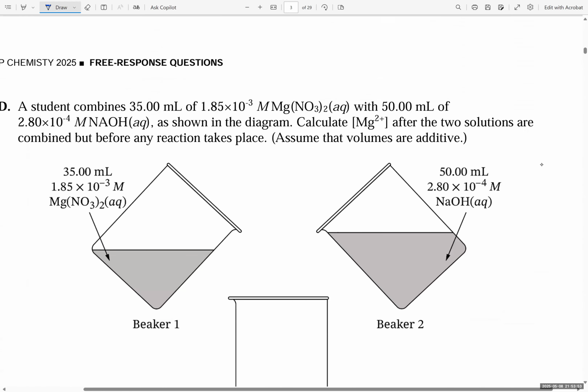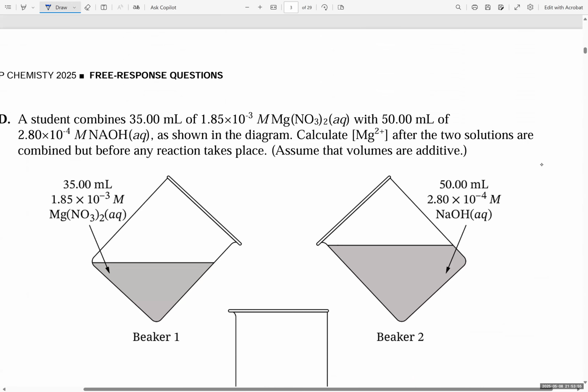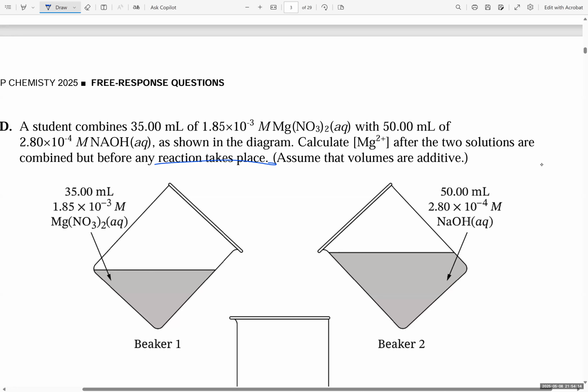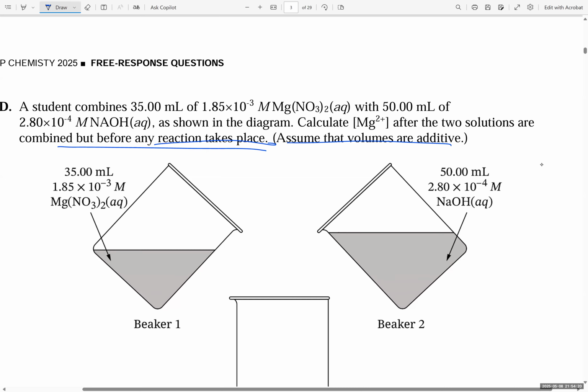Part D says a student combines 35 milliliters of 1.85 times 10 to the minus 3 molar magnesium nitrate with 50 milliliters of 2.8 times 10 to the minus 4 molar sodium hydroxide. As shown in the diagram, calculate the magnesium 2 plus concentration after the two solutions are combined, but before any reaction takes place, so no reaction. Assume that the volumes are additive. They literally just gave it away for us, right? So let's take a look.